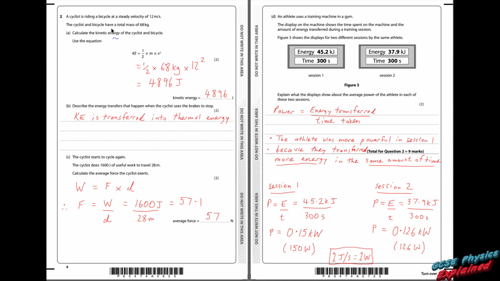Question 2. The cyclist is riding a bicycle at a steady velocity of 12 metres per second. The cyclist and the bicycle have a total mass of 68 kilograms. Calculate the kinetic energy of the cyclist and bicycle.